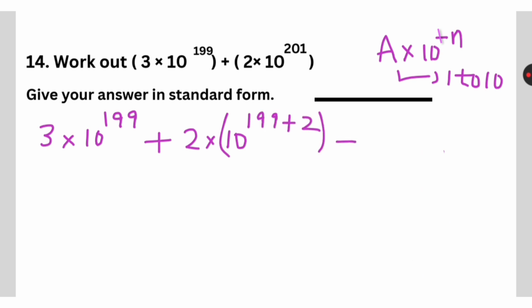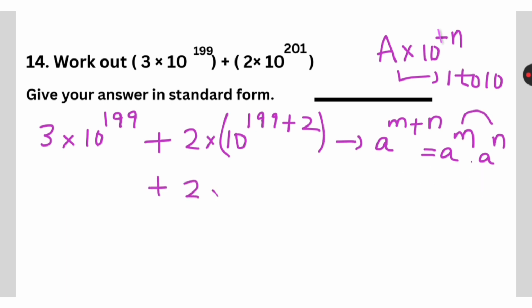Now it is in the form of a power m plus n. We can write this as a power m times a power n. Why? Because when bases are the same, we can add the exponents. So we have to use this property here. So instead of 10 raised to the power of 199 plus 2, we can write 10 raised to the power of 199 times 10 raised to the power of 2.